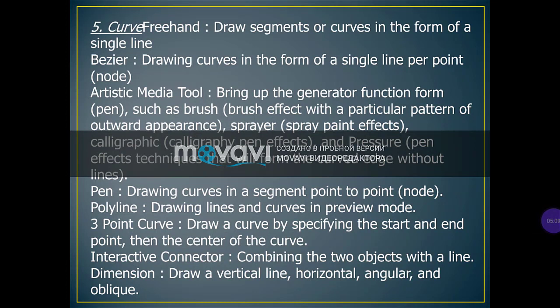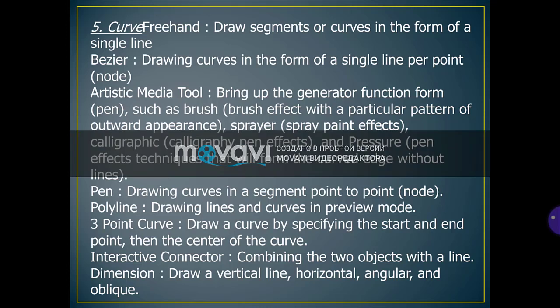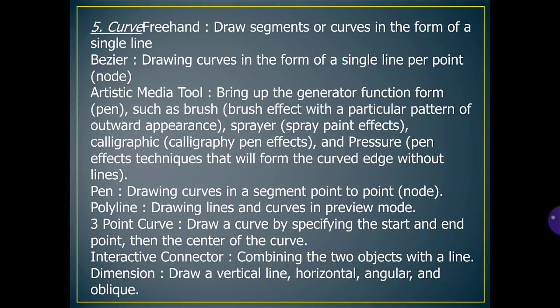5. Curve. Freehand. Draw segments or curves in the form of a single line. Bezier. Drawing curves in the form of a single line per point. Artistic Media tool. Bring up the generator function forms, such as brush, sprayer, color graphic, and pressure effects techniques that will form.